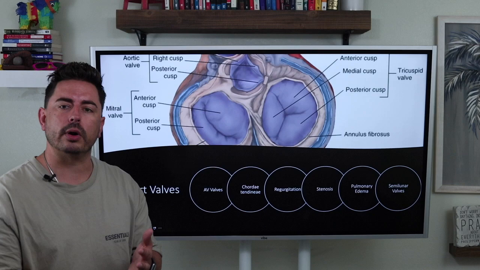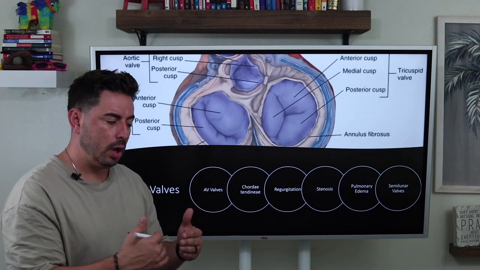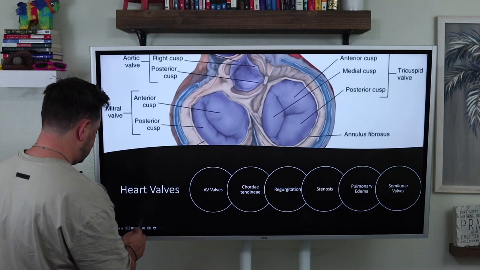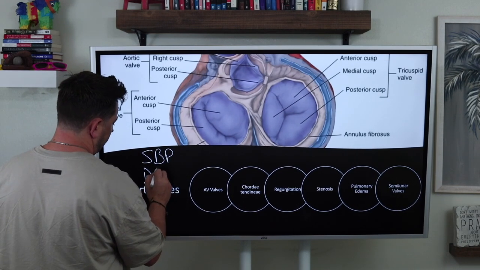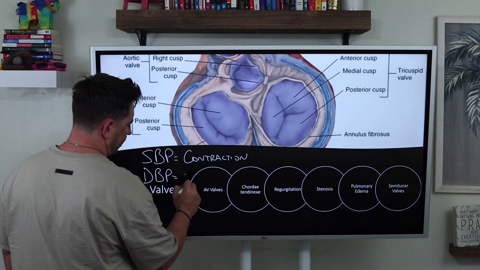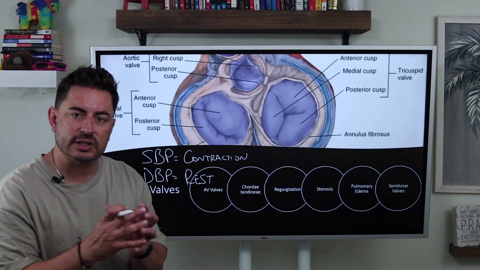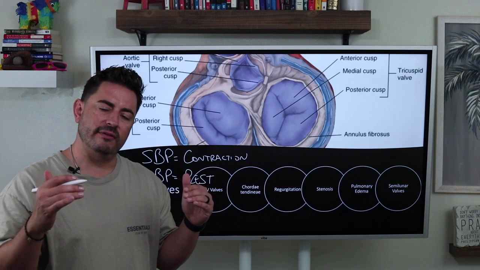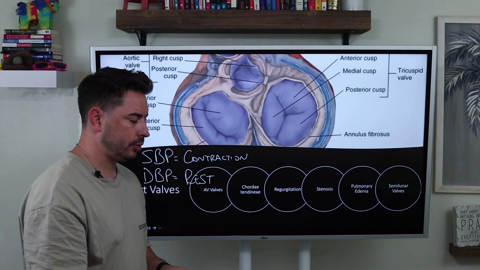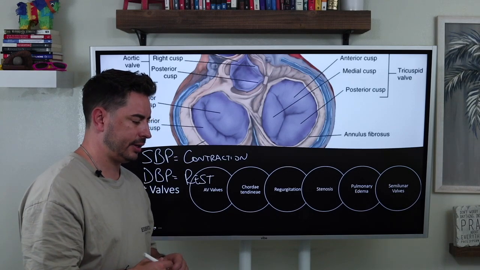Now, the semilunar valves are the pulmonic and the aortic valves. What's significant about them is they are designed to prevent backflow of blood into the ventricles during diastole. So we talked about a systolic blood pressure and a diastolic blood pressure. Systolic is during contraction. Diastolic is when the ventricle is at rest. So when the ventricle is not actively squeezing, the semilunar valves are designed to not let blood come back into those ventricles.